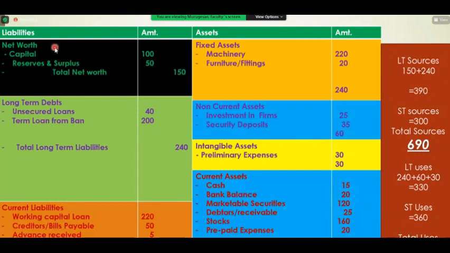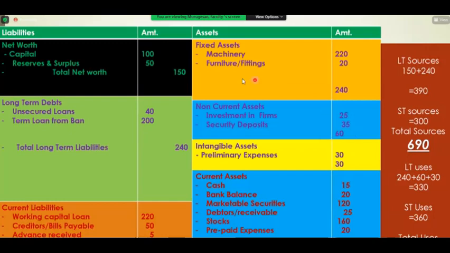Now you understood what is net worth? Owned funds plus reserves and retained surplus. In this case, 150. Now long-term debts mean NCL. This much is NCL. This much is net worth. This much is CL, and it will be equal to this. These three are considered as NCA. These are considered as CA. So these three plus these two will tally, otherwise it is not a balance sheet.